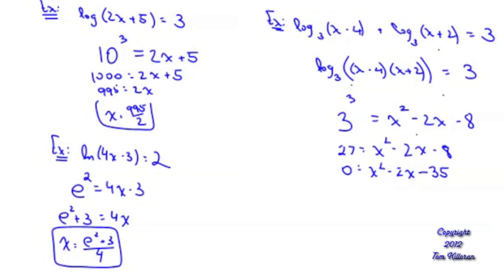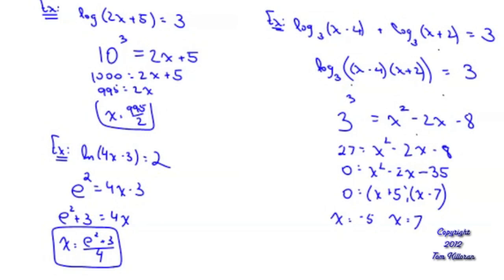Now what? Factor. Factors of 35 that subtract up to 2. 5 and 7. So you get x plus 5 and x minus 7. And they're both equal to 0, so you're going to get x equals negative 5, and x equals positive 7.